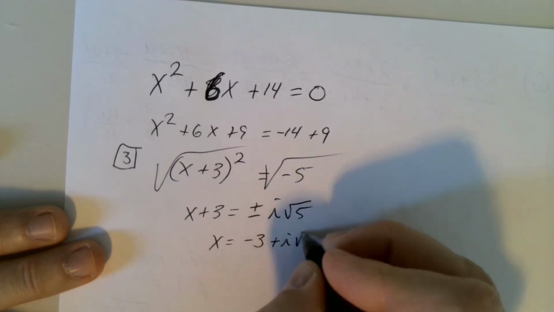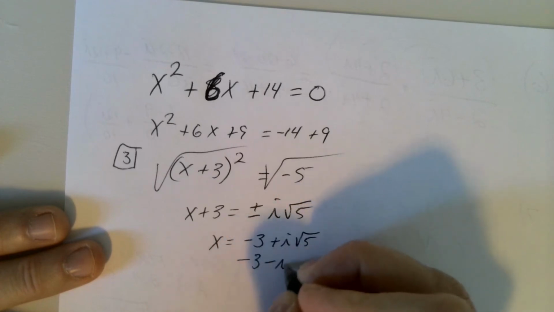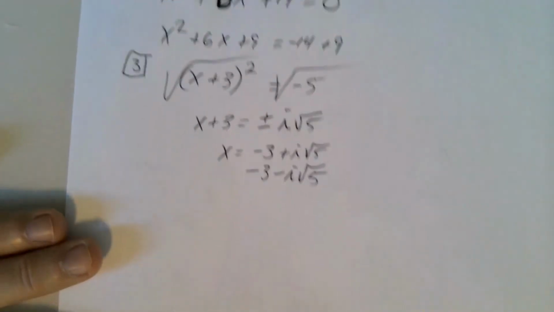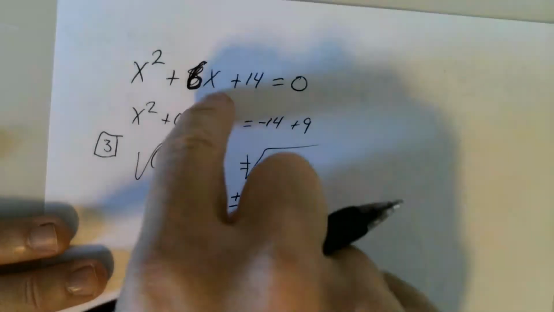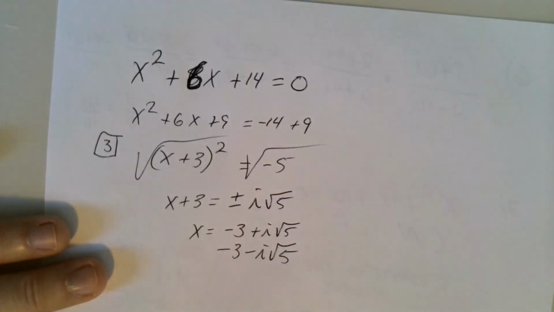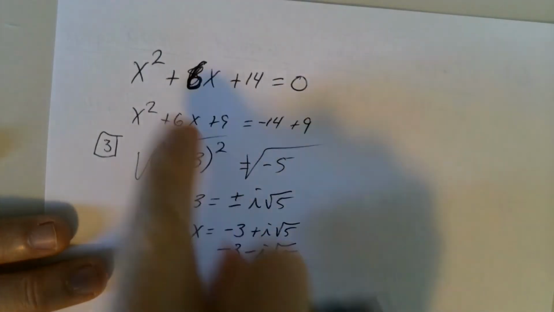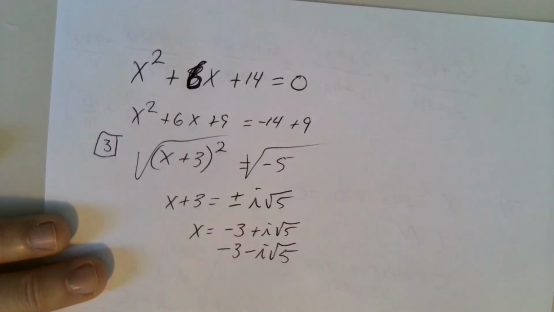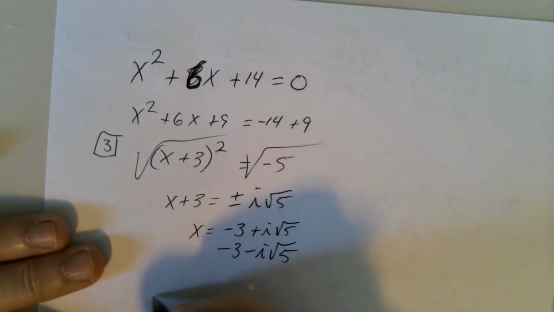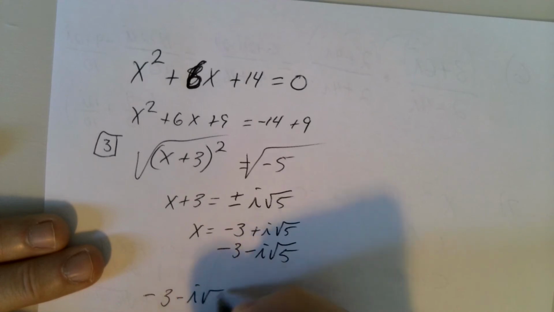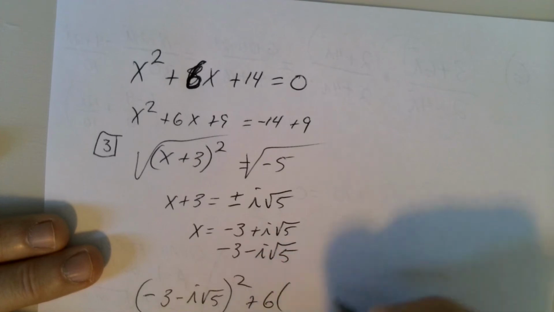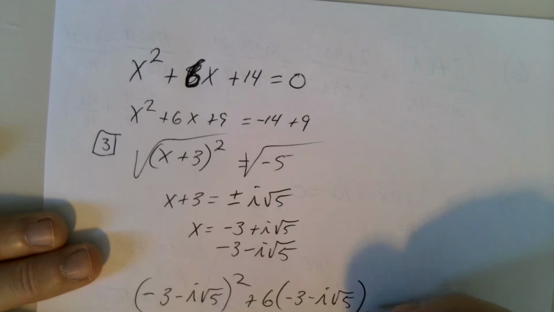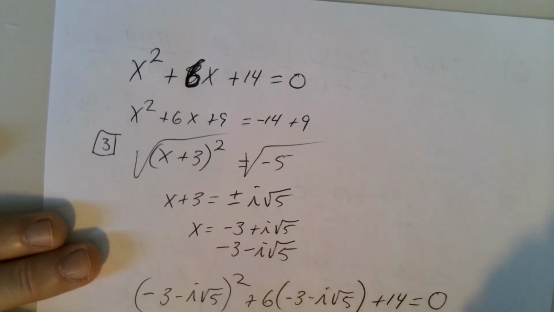Negative 3 plus i root 5, and negative 3 minus i root 5. Those are my two solutions. And again, if you plug those back into here, they actually would work. If you could even do it, you could do substitution. Isn't that weird? That if I did this, negative 3 minus i root 5 squared plus 6 times negative 3 minus i root 5 plus 14 equals 0.